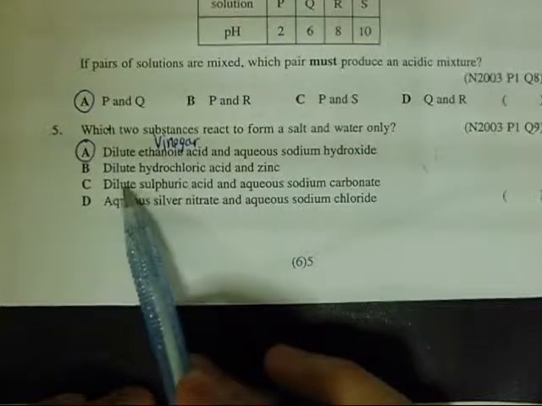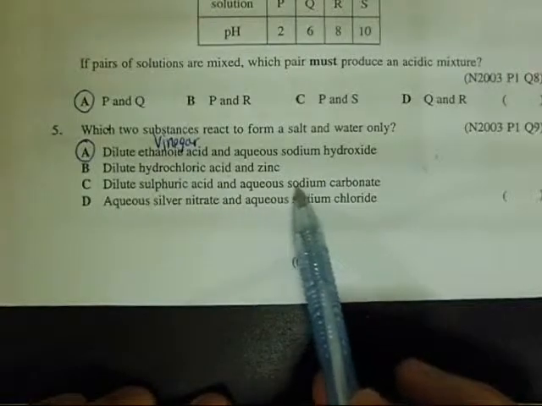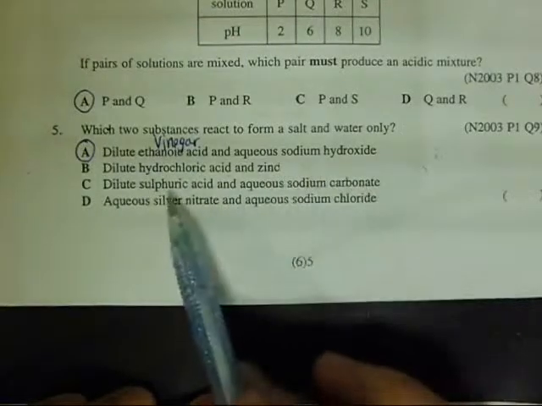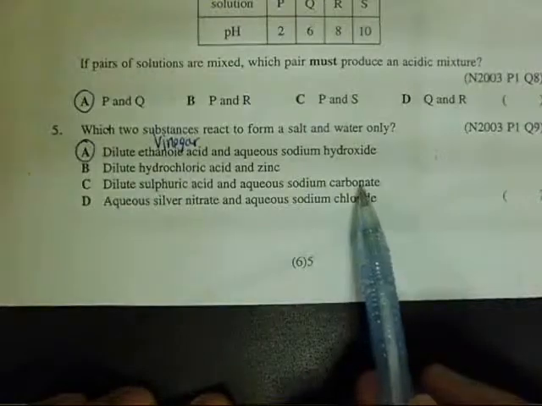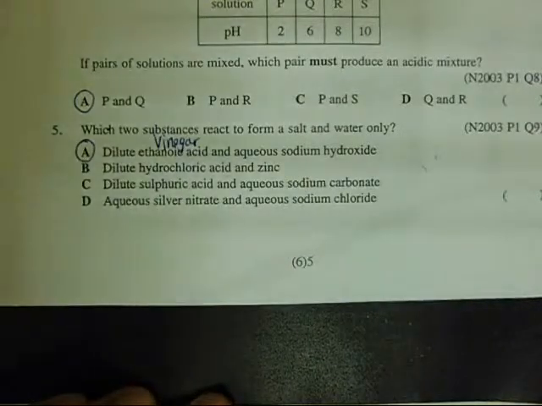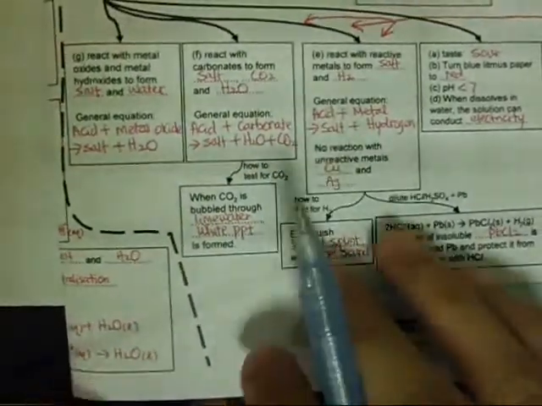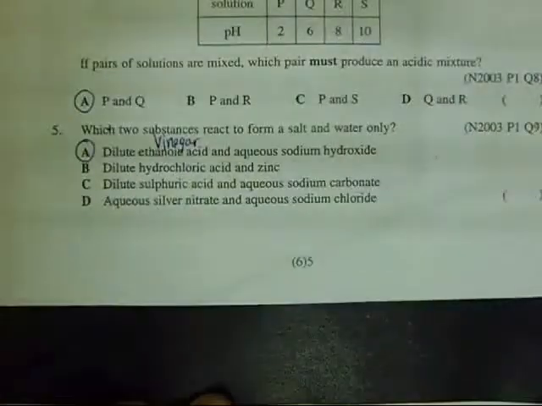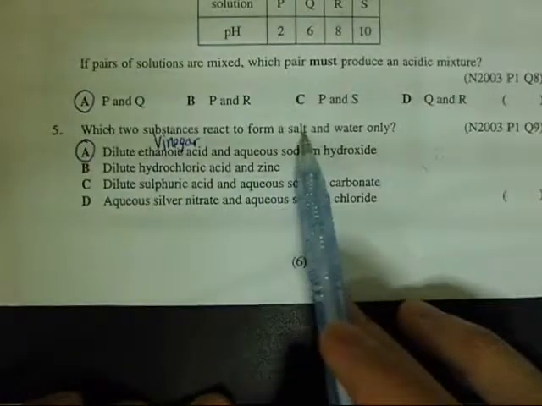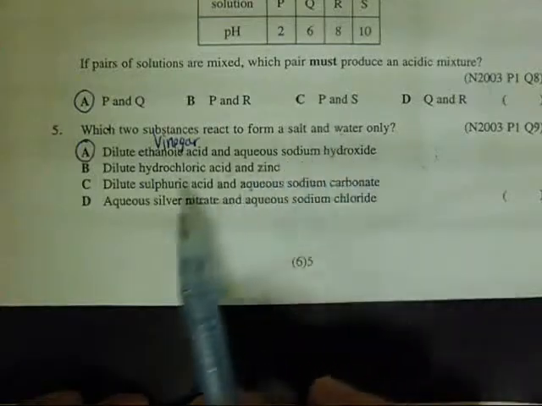The third option, dilute sulfuric acid and aqueous sodium carbonate. This is a reaction between acid and carbonate. Again, recall from the mind map. Acid and carbonate will give you salt, water and carbon dioxide. Okay, but the question says form a salt and water only.